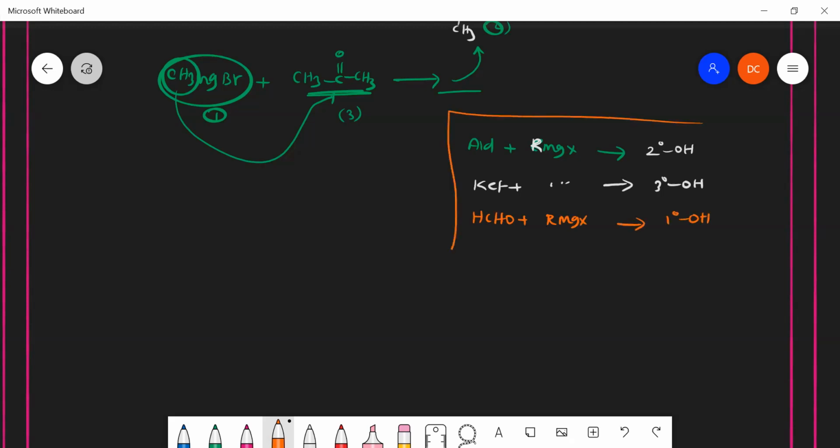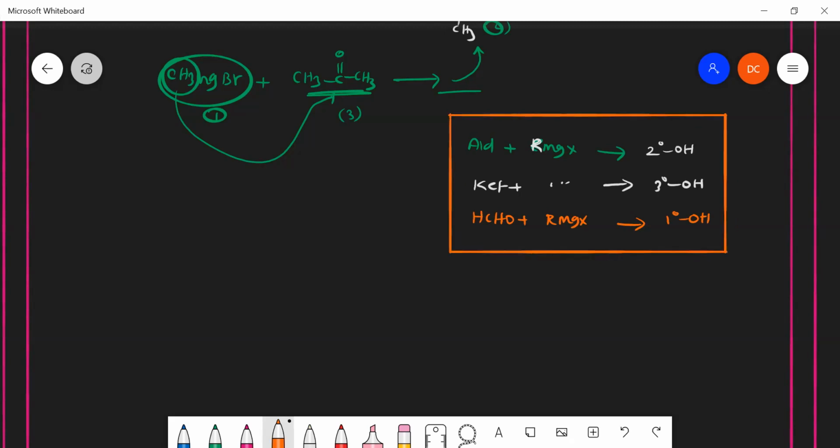These are all important charts, so you should know all those things. So all aldehydes except formaldehyde form 2 degree alcohols only when reacting with the Grignard reagent.